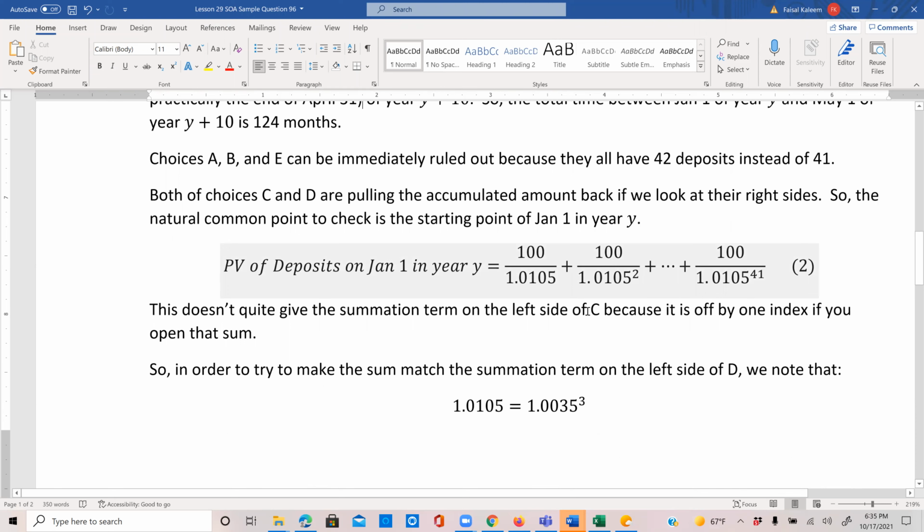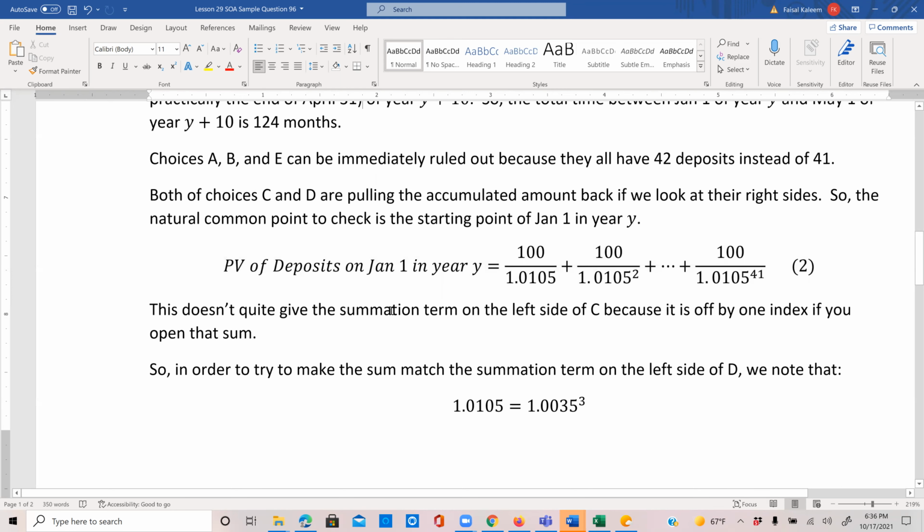1.0105 squared, right? The first one is pulled back through 1 plus i, the second one through 1 plus i whole squared. In this case, i is the quarterly rate, since deposits are quarterly, and we know we have 41 deposits. The last one will be pulled back through 1.0105 power 41, because of the pattern. The first one through 1.0105 power 1, the second one through 1.0105 power 2. So whichever deposit we are talking about, it's exactly this power. So for the 41st deposit, we'll have power 41.